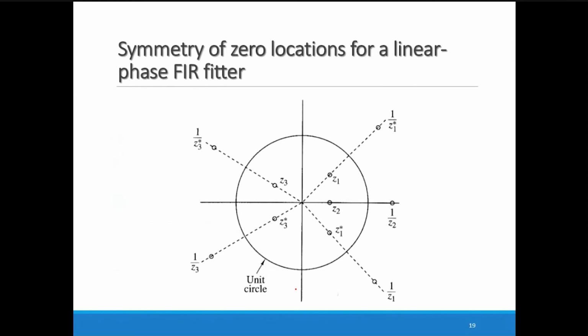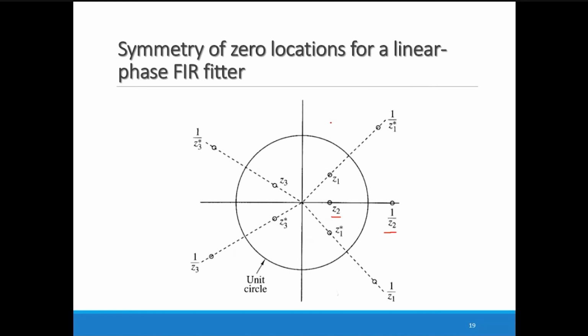So let me show you all this on the unit circle. Here, if z1 is a root, and it is at this particular location having a complex value, then 1 upon z1 also becomes a root. Here z2 occurs on the real axis, so z2 is a root, and 1 upon z2 will be another root. Here z1 complex conjugate is a root, so 1 upon z1 complex conjugate will also become a root. Similarly, if z3 is a root, then 1 upon z3 is a root. If z3 complex conjugate is a root, then 1 upon z3 complex conjugate will also become a root.